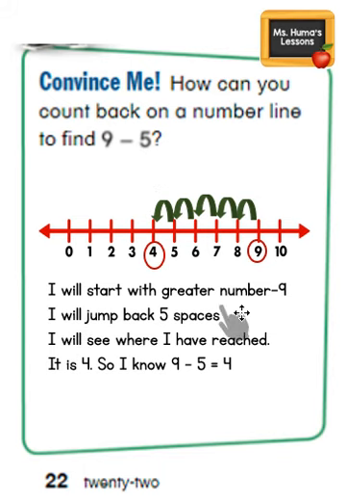I will jump back 5 spaces. See, we have jumped 5: 1, 2, 3, 4, 5. And I will see where I have reached. Okay, I can see that I have reached number 4, so this is the answer. So it is 4. This way I know that by jumping back, or counting back, on a number line, 9 minus 5 is equal to 4.